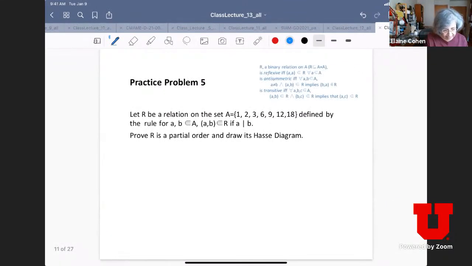So let's look at an example here. Let R be the relation on the set A, 1, 2, 3, 6, 9, 12, and 18, defined by the rule that a is related to b if a divides b. So prove R is a partial order and draw its Hasse diagram. Does anyone want to try this first? At least the part about proving it's a partial order? Why don't you all try it first?